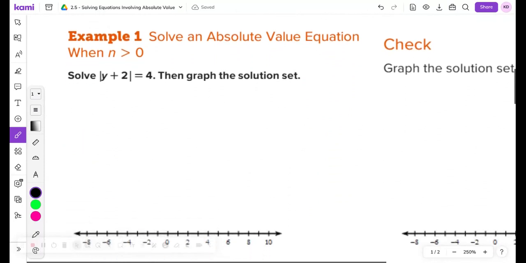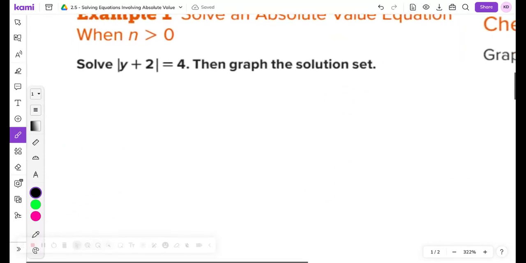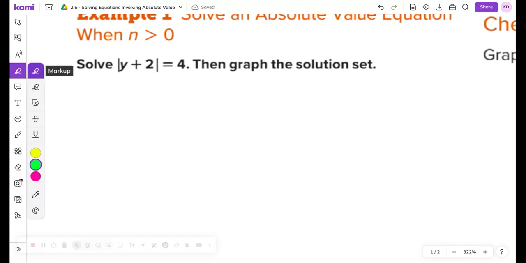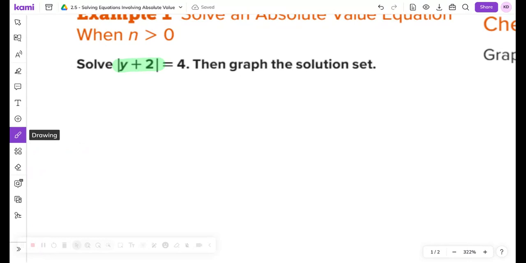So let's take a look at our first example. Solve the absolute value of y plus 2 equals 4. In this scenario, we treat these absolute value bars as if they're a grouping symbol. So we want to get that whole thing by itself first. Right now, it is by itself, so there's nothing I need to do to it. After I isolate my absolute value bars, I'm going to make two equations. One equation is going to be y plus 2 equals +4. My second equation is going to be y plus 2 equals -4.